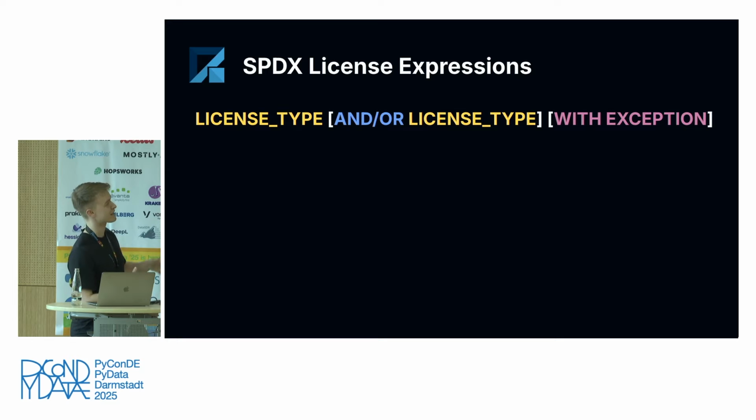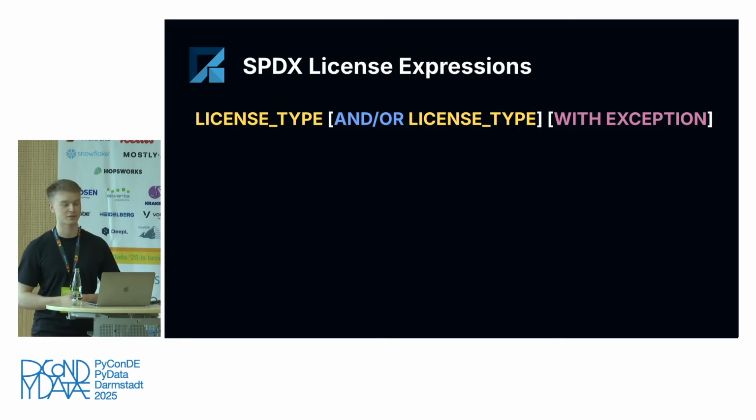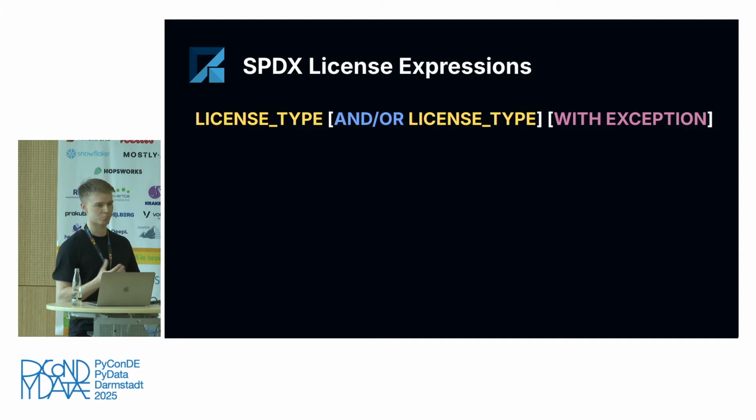So the SPDX expression standard is that we have a license type. This is something like MIT, BSD 3-clause, Apache 2.0, stuff that you might already have seen in your day-to-day. Then we can chain these different license types together, and in the end we can also have a WITH statement chaining an exception to the license expression.